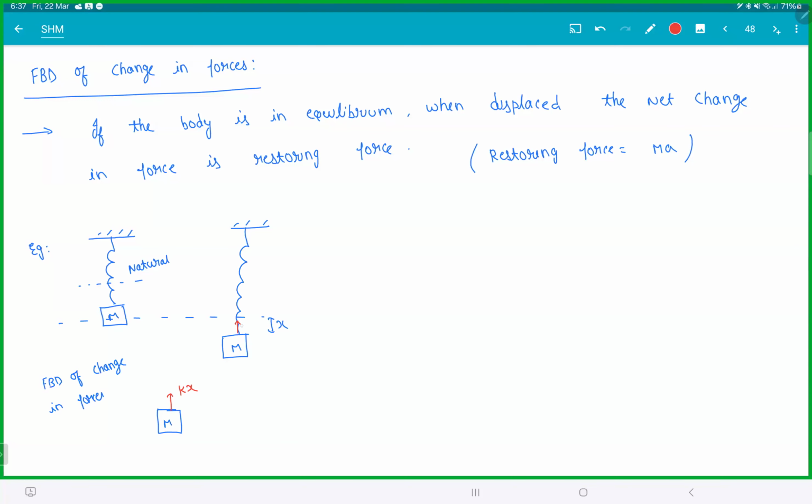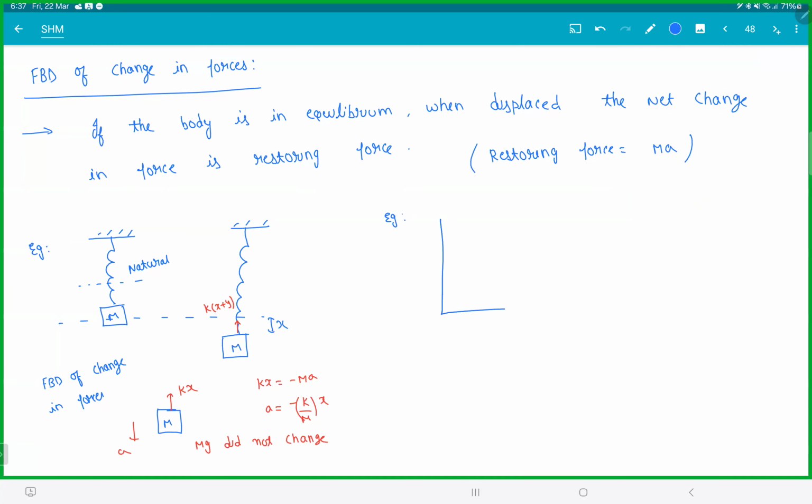But technically, what is the force? K into (Y plus X). I hope you're getting the difference. How much did mg change? We'll not write mg. Mg did not change, so we don't draw it. So acceleration, kx is equal to minus ma. There, we got the same answer. So when you displace it, just see how the forces are changing and finish it off.